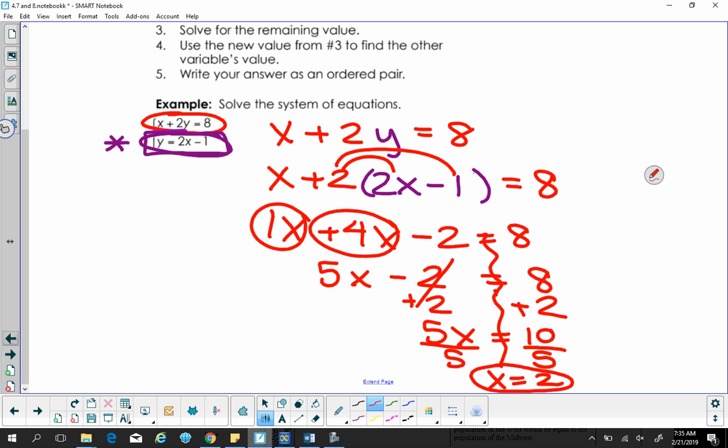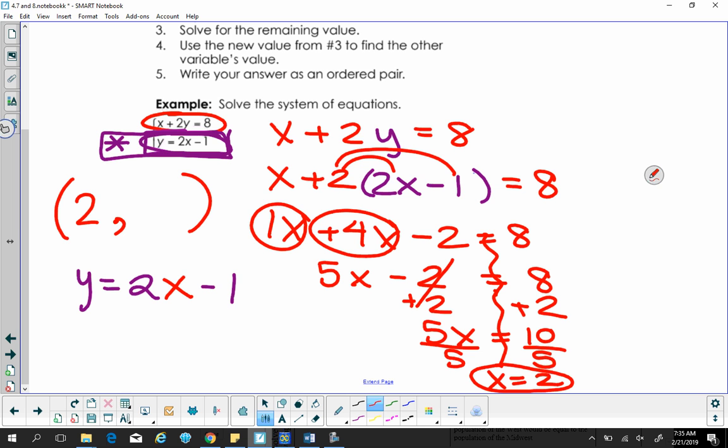So sometimes it's going to look like an equation like that, sometimes it won't. So I know for my solution, my x is going to be 2. To find my y, you just plug it in. I would plug it in for the equation that's already solved for y, that one right there. So y equals 2x minus 1.